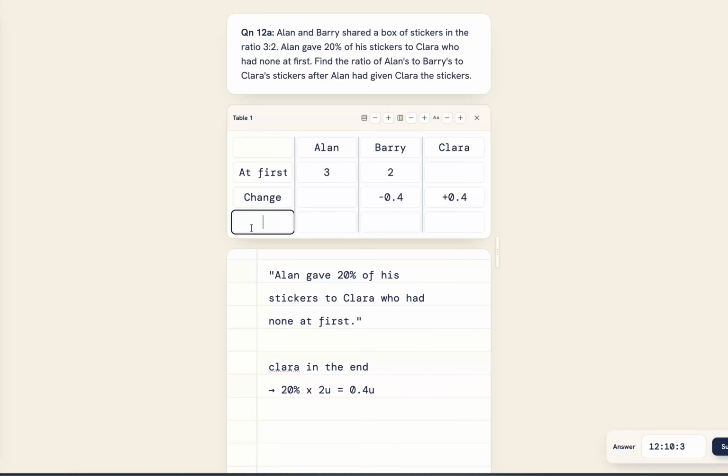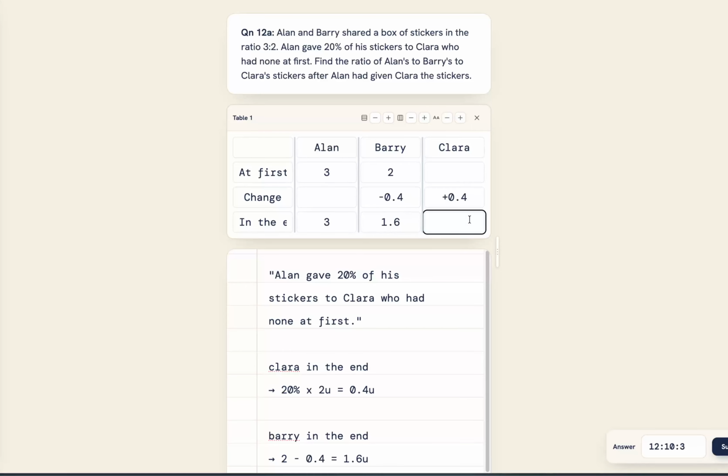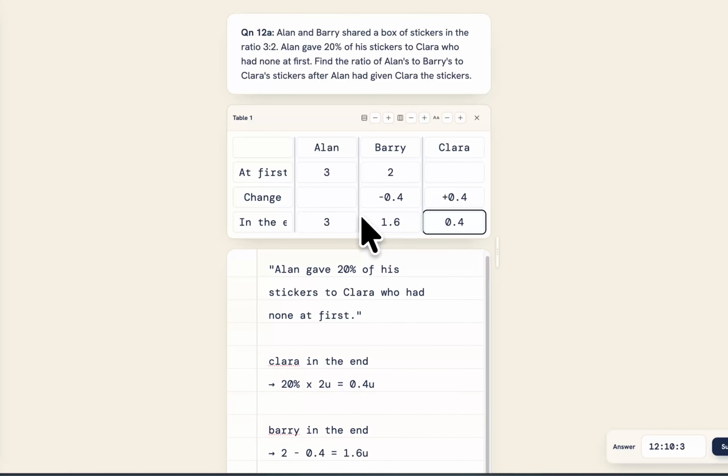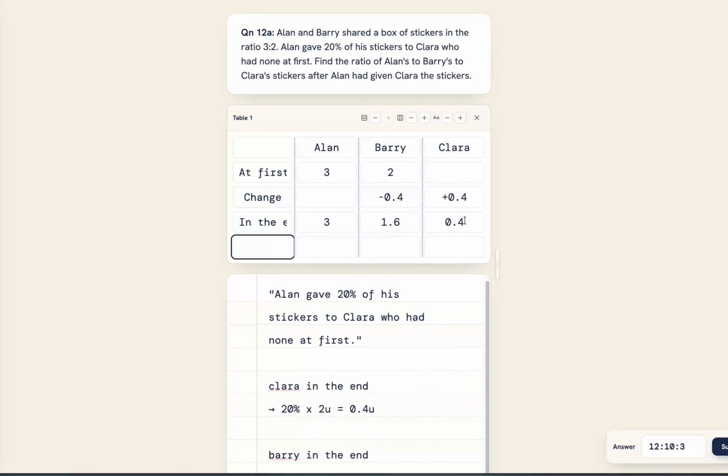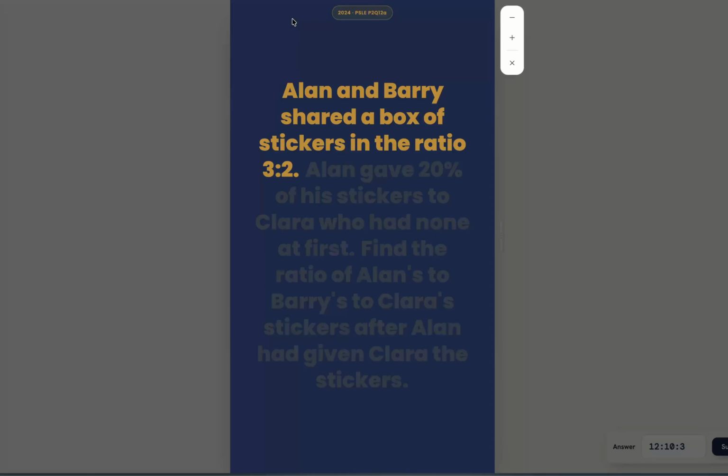That means again Alan has 3. Then Barry is equal to 2 minus 0.4. This will be 1.6 units. So this will be 1.6 and this will be 0.4. So the thing is we cannot leave these as decimal units, right? So what we can do is multiply them by 10. So 10 and 10. That's the easiest. So that means this will be 30, this will be 16, and this will be 4. Can we simplify this?